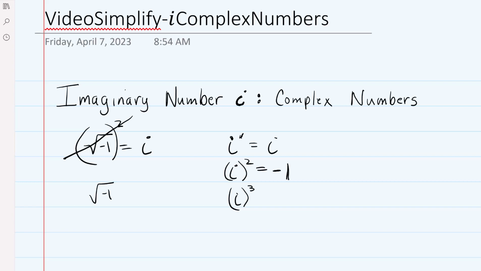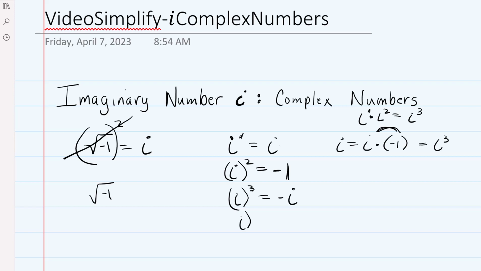Well, I squared is -1, and I to the first is I. If you multiply those two together, you get I cubed: I to the first times I squared. Remember, when you multiply powers of the same base, you add the exponents. So if we take the two previous numbers, I to the first times I squared, we get I cubed. So I times -1 is -I.